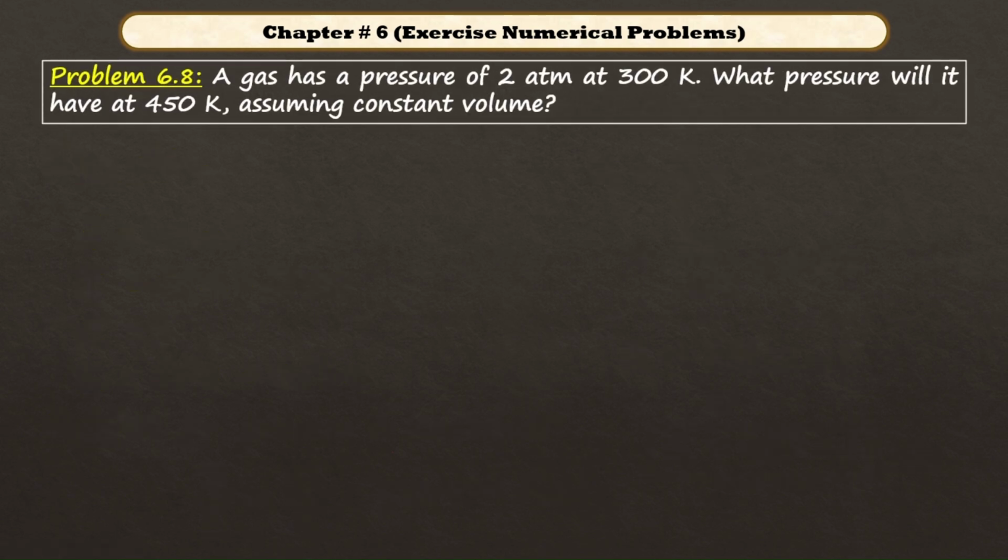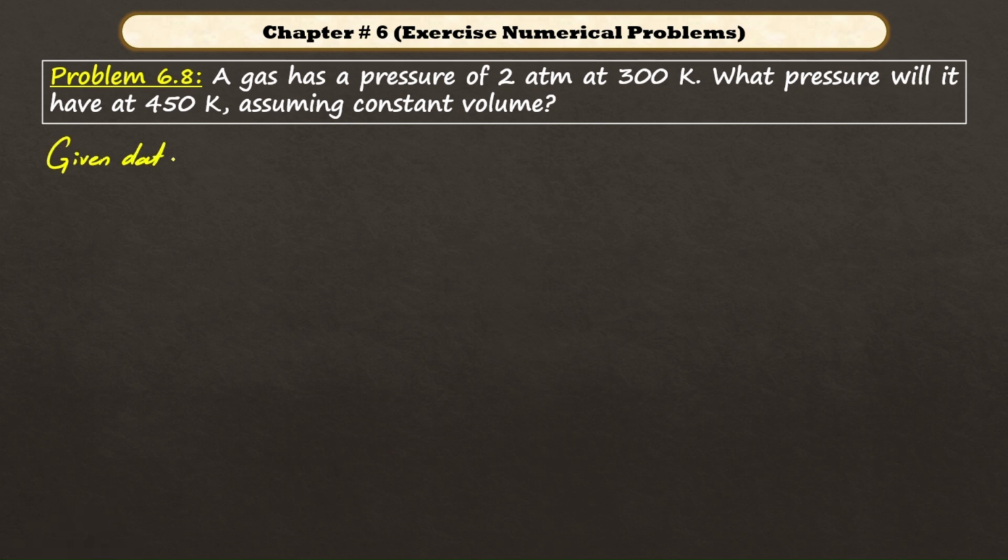Numerical number 8. A gas has a pressure of 2 atm at 300 Kelvin. What pressure will it have at 450 Kelvin assuming constant volume? A gas whose pressure is 2 atm at 300 Kelvin temperature, what will its pressure be at 450 Kelvin, assuming constant volume. We have to assume the volume to be constant.